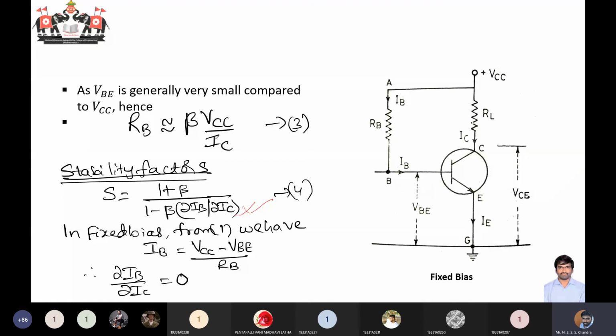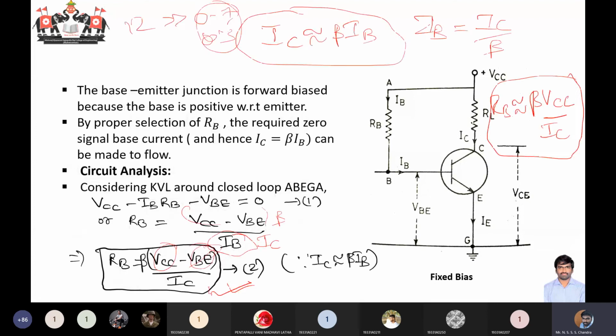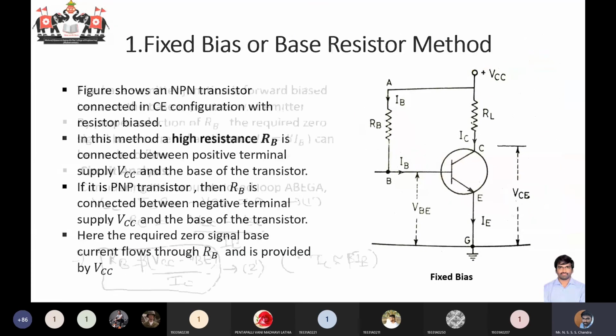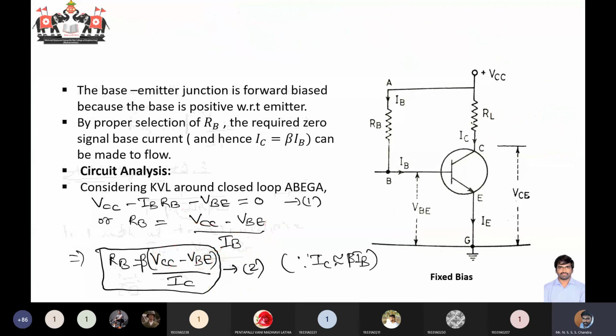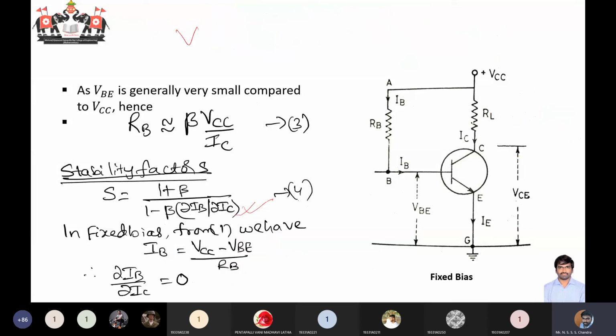So let us go back to equation number 1. What is equation number 1? Equation number 1 is your KVL equation: VCC minus IBRB minus VBE equal to 0. If you take this KVL equation and differentiate it with respect to IC, you know that the VCC value is a constant value or a variable value? Supply voltage, please respond.